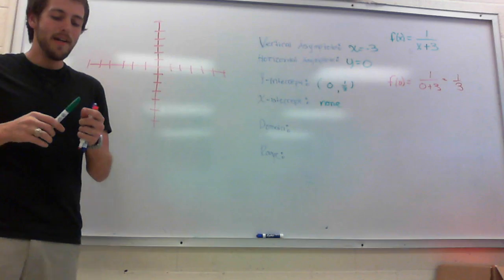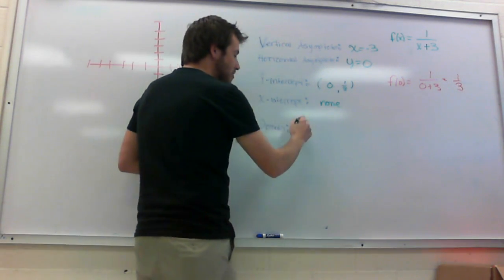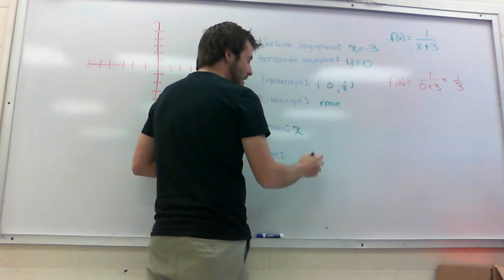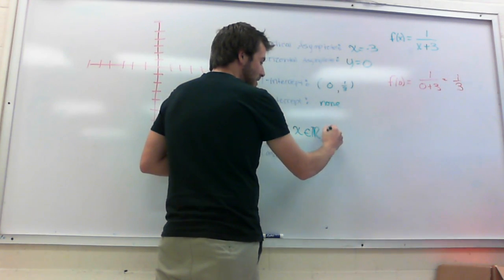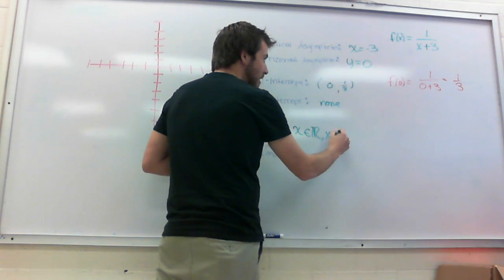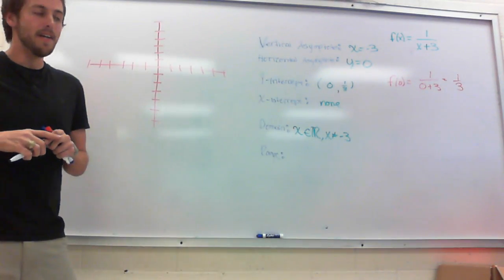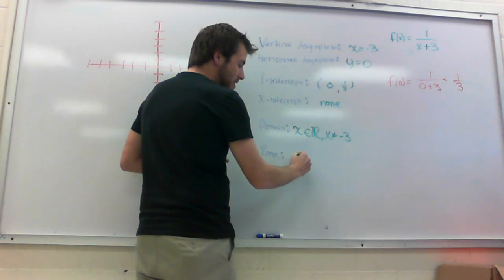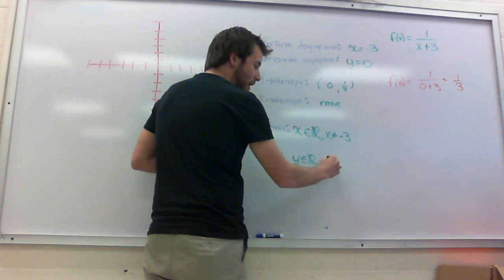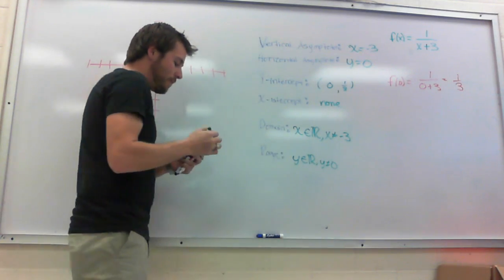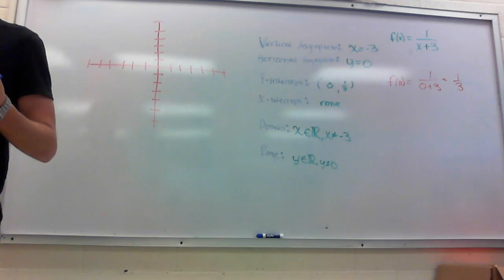Lastly, the domain and range, we'll put it in the form of set notation. Our domain for this rational function: x is contained in the set of all real numbers, except x cannot equal negative 3. Range, again in set notation: y is contained in the set of all real numbers, except y cannot equal 0. And from this, we can now have, hopefully, enough information in order to graph this.